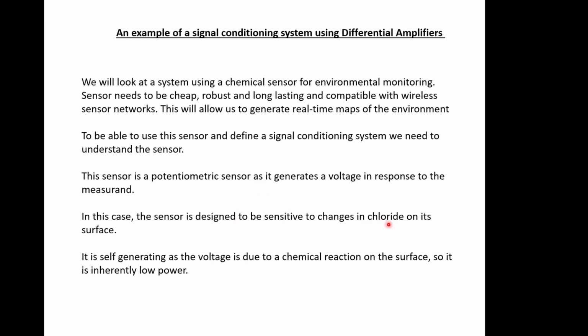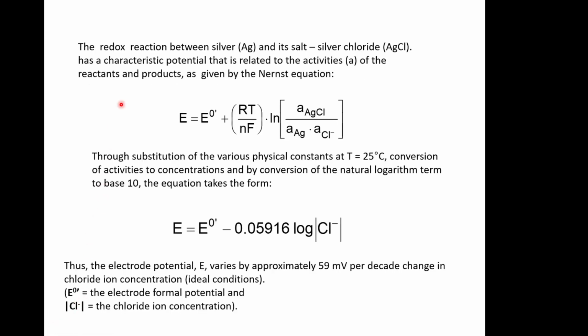And it's sensitive to chloride, and it's self-generating, which is an interesting one, as the voltage it generates is due to a chemical reaction on the surface of the sensor. So it's inherently low power because it's actually generating its own power. It's using the salt in the soil to generate a voltage. So it's a bit like a battery in some respects. So we're getting an idea that this thing is a self-generating sensor, and we have to understand a little bit about how that actually works.